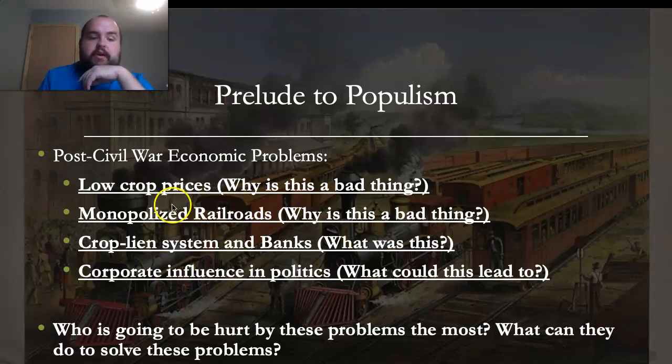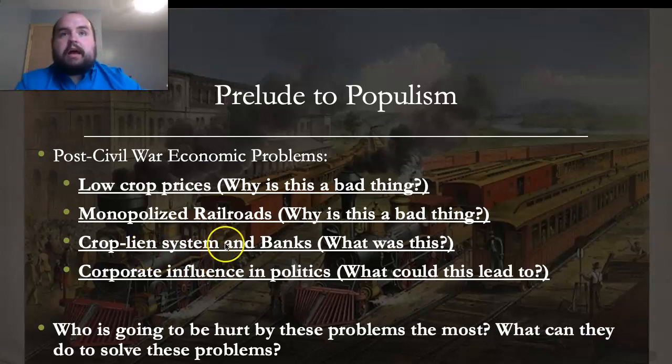There's a couple of review questions in here as well. Please keep in mind the crop lien system and banks. Why was the crop lien system in particular such a big deal, and why especially were those high interest rates such a problem? Make sure you review over that. It was on your content quiz from last week, so hopefully you're all familiar with that by now.